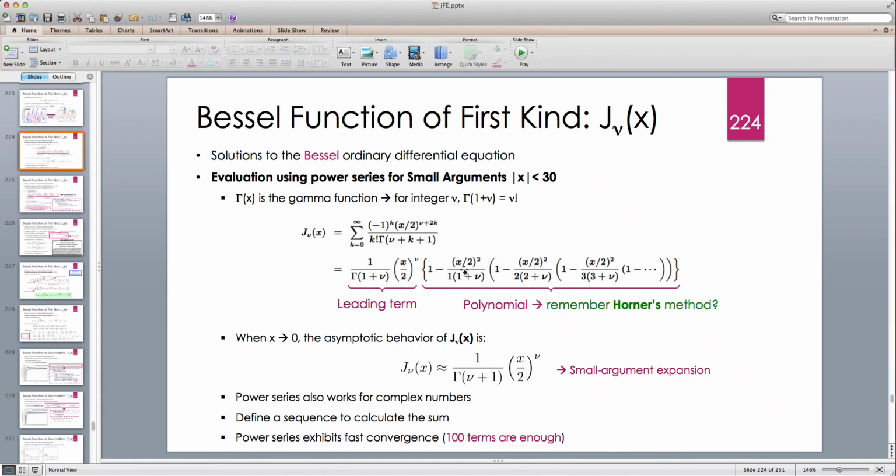Hello and welcome to another Java tutorial. In this tutorial, I'm going to continue our discussion on evaluating special functions.